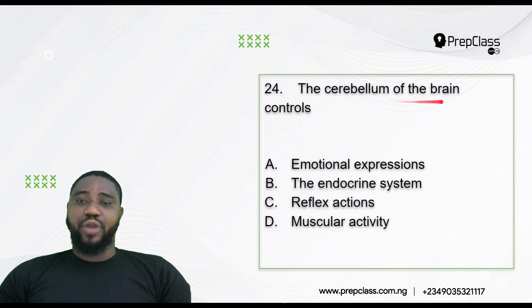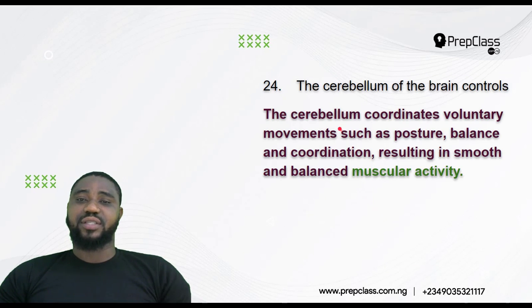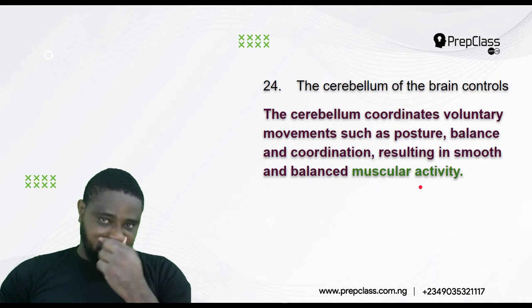The cerebellum of the brain controls. Is it emotional expression? Is it endocrine system? Is it reflex actions? Is it muscular activity? Now look at what I said here. The cerebellum coordinates voluntary movements such as posture, balance, and coordination, resulting in smooth and balanced muscular activity.